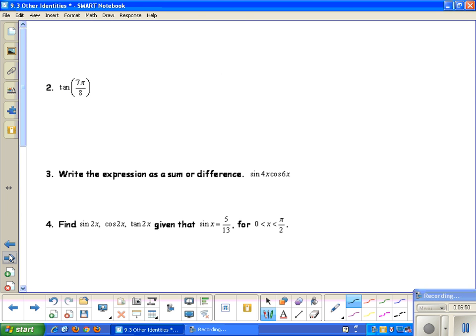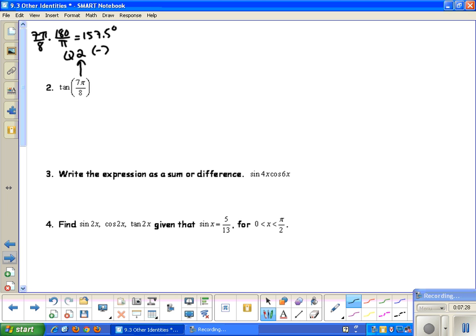So now for this next one, I want to do the tangent of 7 pi over 8. So the first thing I would figure out is what quadrant 7 pi over 8 is in. If it helps you to put this in degrees, if you don't know, 7 pi over 8 times 180 over pi. So when you do this, you get 157.5 degrees. That tells me I'm in quadrant 2. So if I'm in quadrant 2, then think about your tangent. Tangent in quadrant 2 is going to be negative.